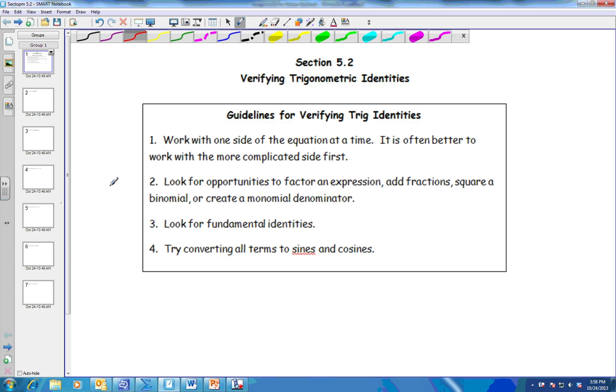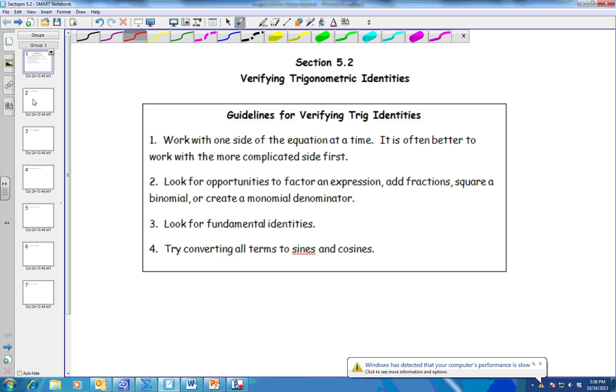Number 2, look for opportunities to factor an expression or add your fractions, square a binomial, or create a monomial denominator, which means you might have to multiply the top and the bottom by something. Look for your fundamental identities, especially your Pythagorean trig identities. And then try converting all terms to sines and cosines. So it just depends, and each problem is going to look a little different.